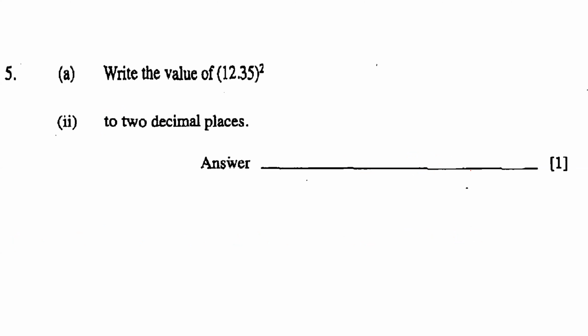Question A double I. They said write the value of 12.35 squared to two decimal places. Remember, if we write it exactly, it's 152.5225. But we want it to two decimal places. Since we want two decimal places, this is the first decimal place, this is the second. So we're going to go here and cut off.